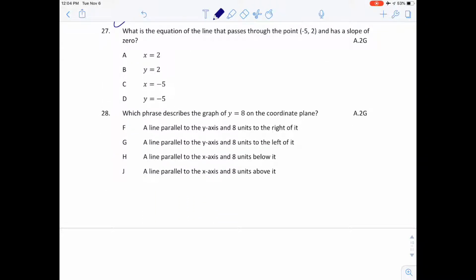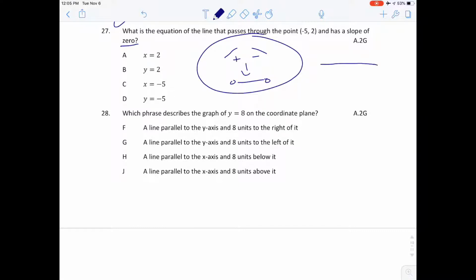Number 27, what is the equation of a line that goes through the point -5, 2 and has a slope of 0? So first thing is slope of 0. Think of your Mr. Slope guy, plus, minus, undefined, 0. 0 slope is the mouth, so we need a line that goes this way. So is that going to be a horizontal line? Is that y equals or x equals? Crosses the y-axis, so it's y equals. So all I need to know is in my point here, what's the y value? 2. So y equals 2 is the answer.